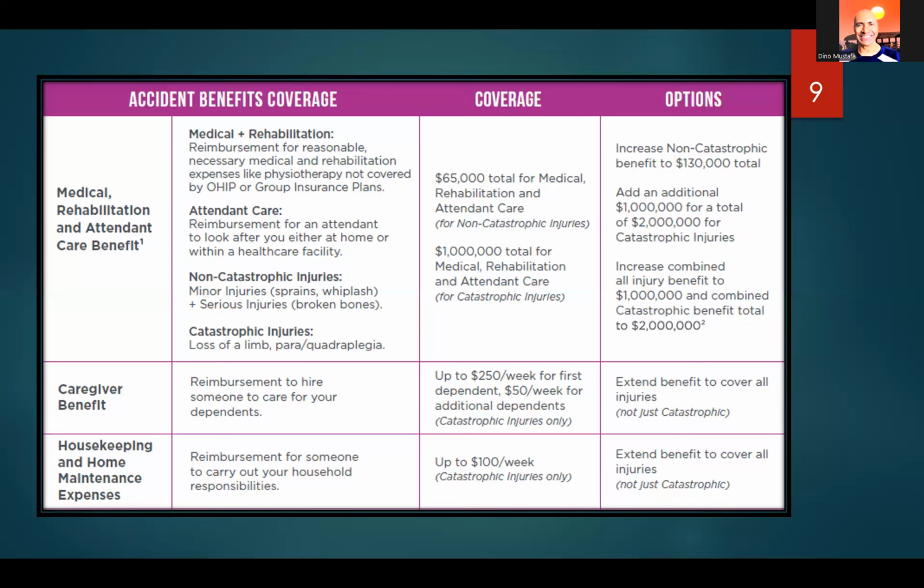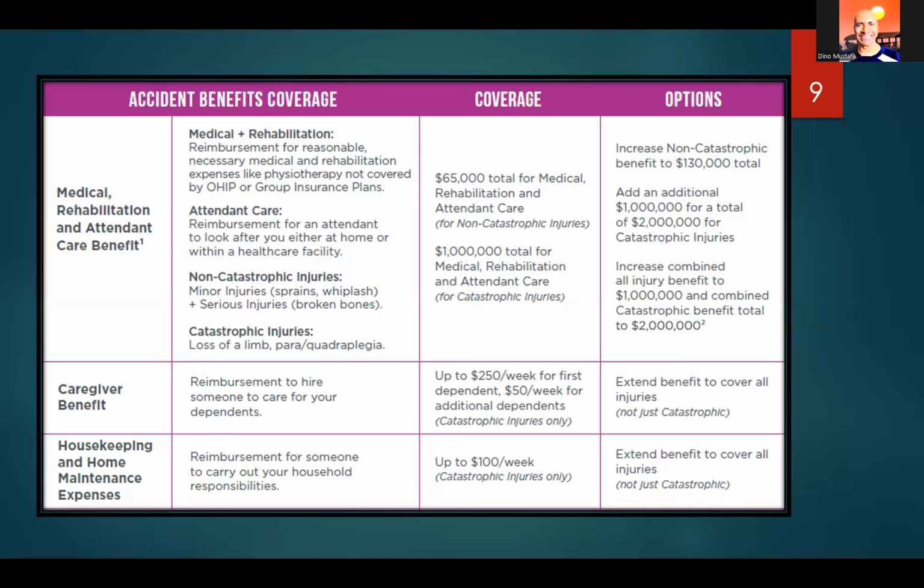Okay, so let's just do this one more time. For non-catastrophic, you have a standard benefit of 65,000 and you have two options. One, you can double that to 130,000, or you can make it all the way up to 1 million. For catastrophic, you only have one option. You can double the 1 million to 2 million. That's it. But then you have a third option where you can combine both the non-cat and the catastrophic.